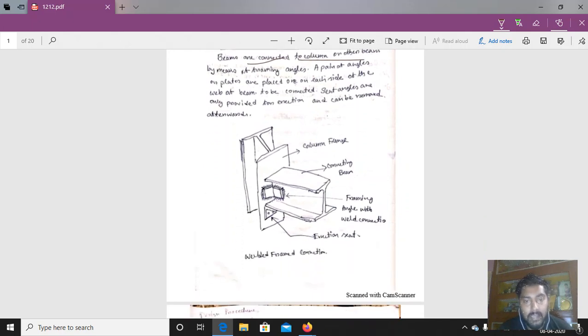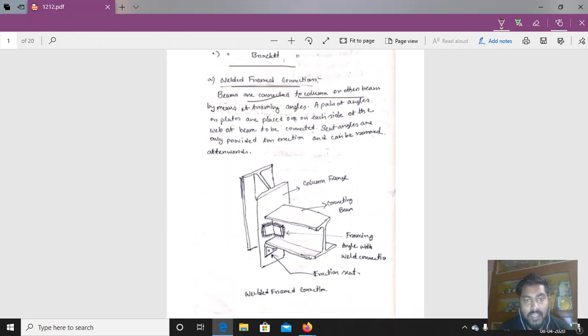Here in this picture you can see it is a column flange, and the connecting beam is there. The column flange is connected with the beam by means of framing angles. So these are the framing angles. Here is one framing angle and there will be another framing angle. A pair of angles or plates are placed on either side of the web of the beam, that are the framing angles, to be connected.